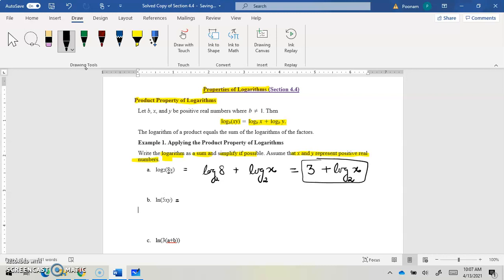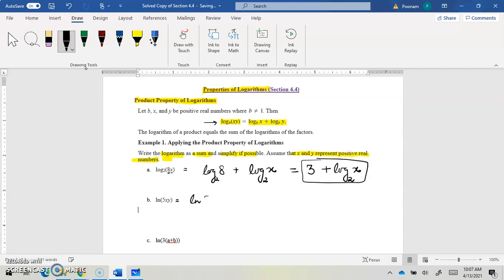Now, this is the log property, and it would apply to any log. So it will apply to log with base 10, that would be common log. It will apply to natural log also, right? So in the second part here, the question is natural log of 5xy. So the product property will also apply to natural log.